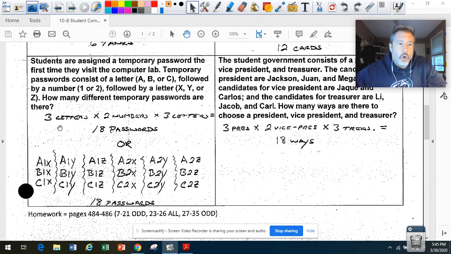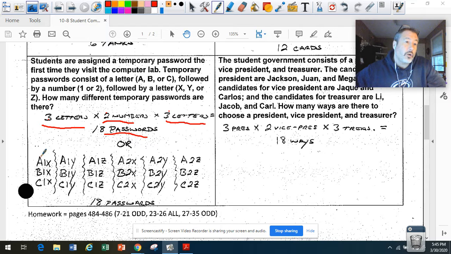Okay, so we're going to start with 3 letters, your A, B, or C, then followed by 2 numbers, and then finally followed by 3 letters here, which is your X, Y, and Z. So if I go 3 times 2 is 6, times 3 is 18 different passwords. Well, let's figure out what these passwords can be.